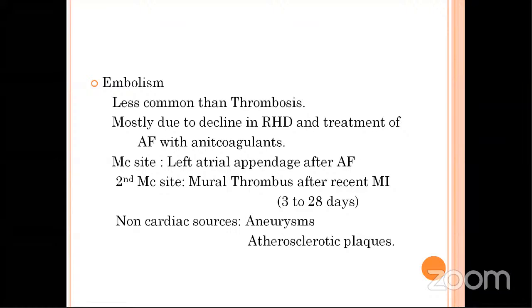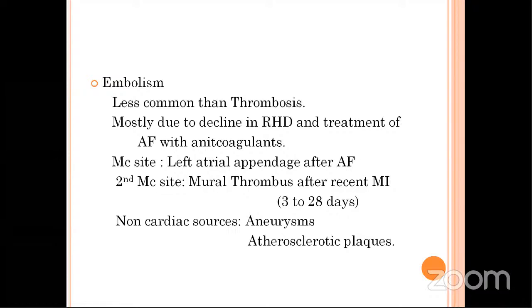The second most common cause of arterial occlusion is embolism, which is less common than thrombosis. The lower occurrence of embolism than thrombosis is mostly due to the decline of rheumatic heart disease and treatment of AF with anticoagulants. The site of origin for the embolus is usually the heart, and the most common site is the left atrial appendage after atrial fibrillation. The second most common site is mural thrombus after recent MI. So both MI and AF can trigger embolic arterial occlusion.